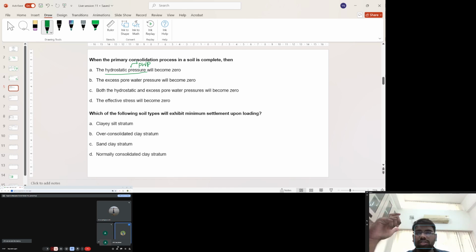If it becomes 0, then the soil will lose its strength completely. So in the consolidation process, the effective stress will never become 0, right? So obviously this is not the right option. Here both options are given, so this is not right. Hence the right option is option B. The excess pore water pressure will become 0.